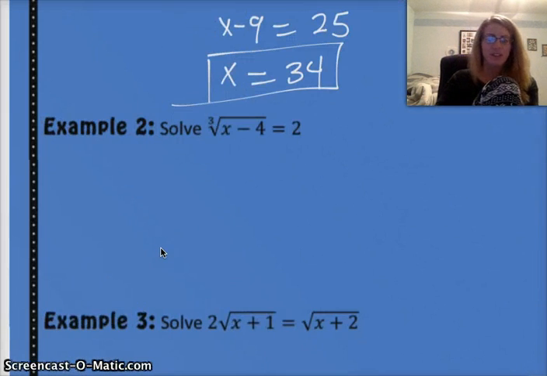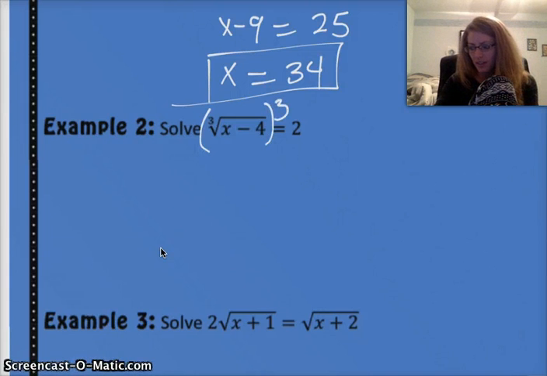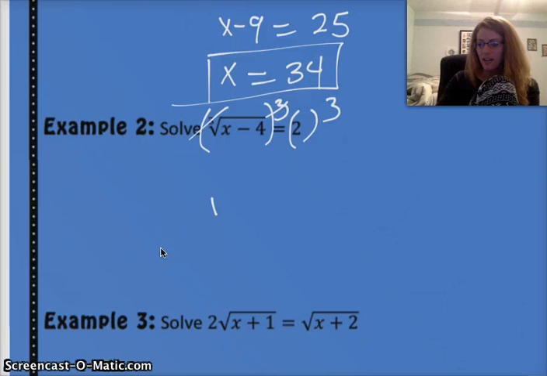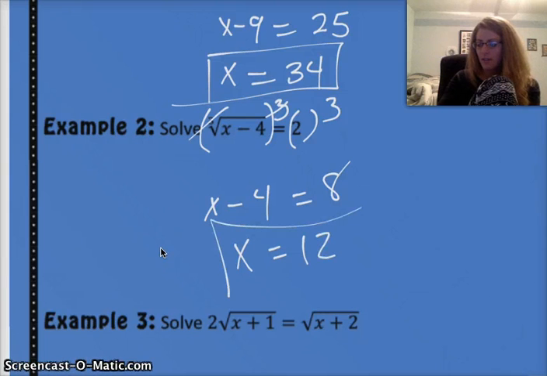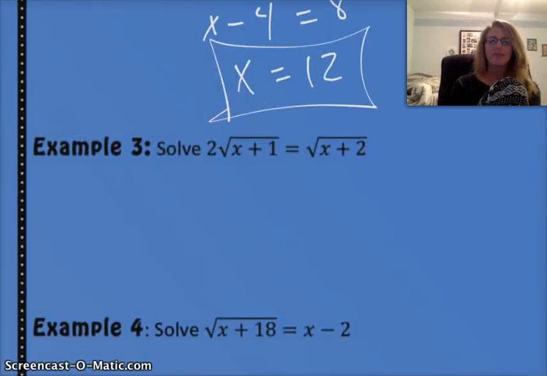Example 2 is the cube root of x minus 4 equals 2. This one, you already have the radical isolated, so you don't have to do anything in that manner. But since it's a cube root, you want to cube everything instead of square everything. The cube and the cube root cancel out, and you get x minus 4 equals 2 cubed, which is 8. x equals 12. Box it.